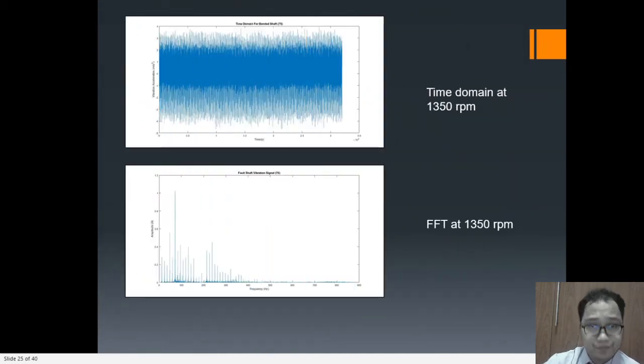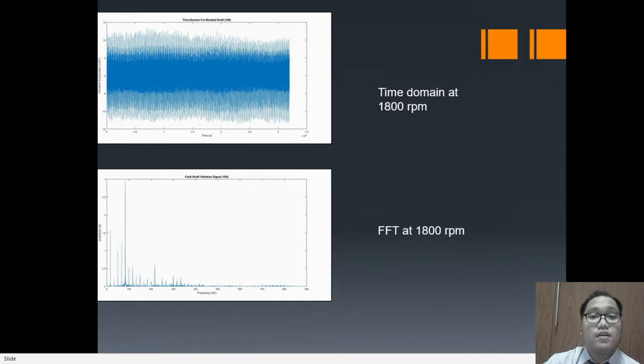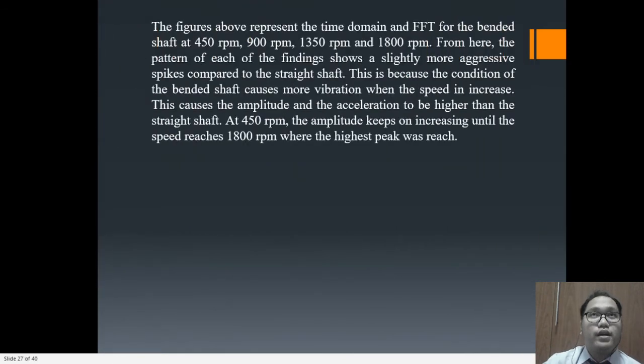This is because when the speed is increased, the fault in the shaft releases a more aggressive vibration. This is because the condition of the bend shaft causes more vibration when the speed is increased. This will cause the amplitude and the acceleration to be higher than the straight shaft. So at 450 RPM, the amplitude keeps on increasing until the speed reaches 1800 RPM, where the high speed was reached.